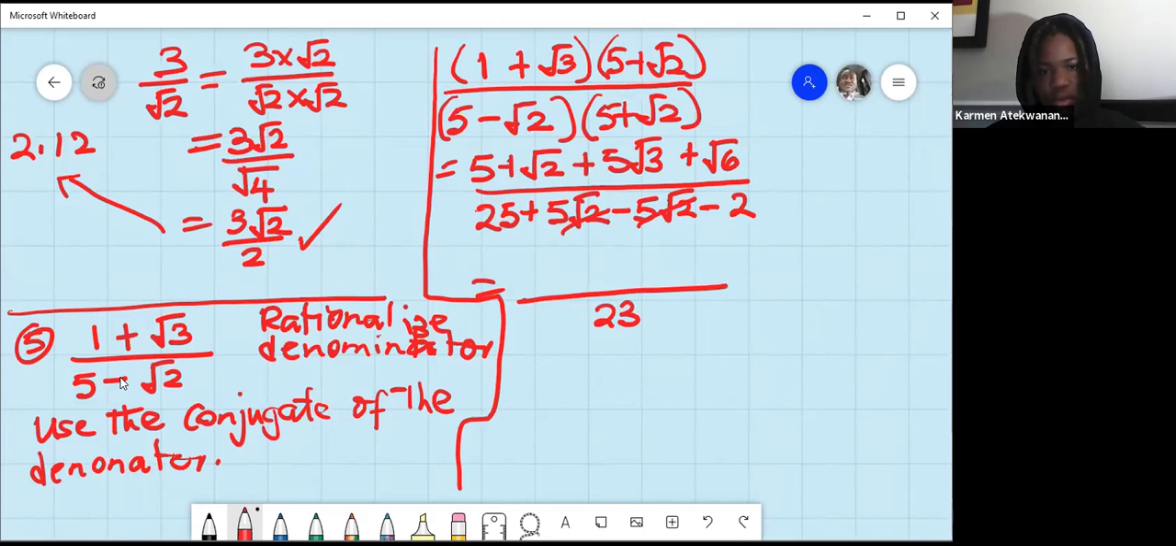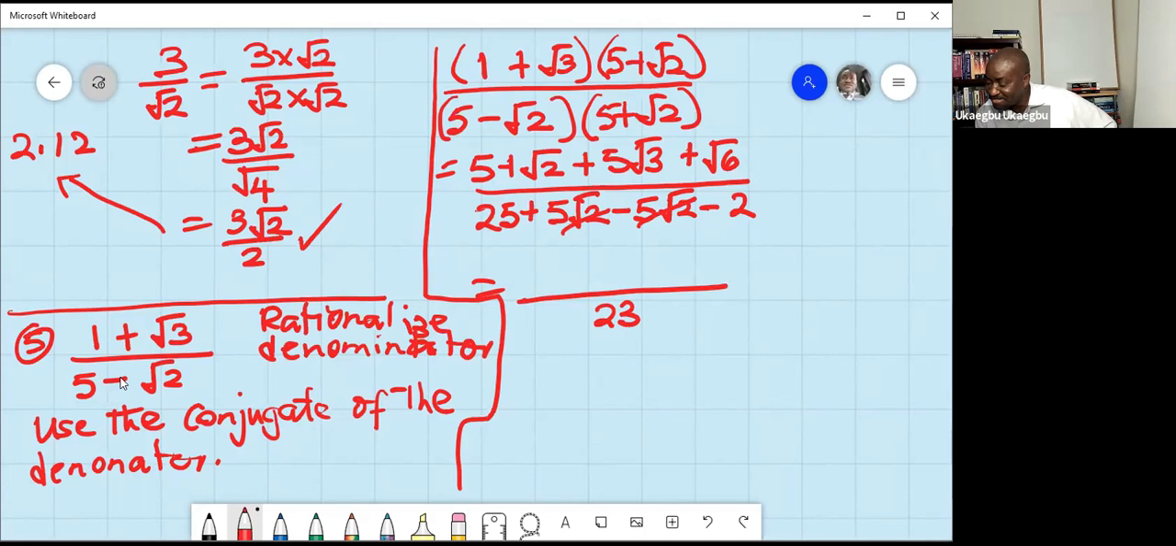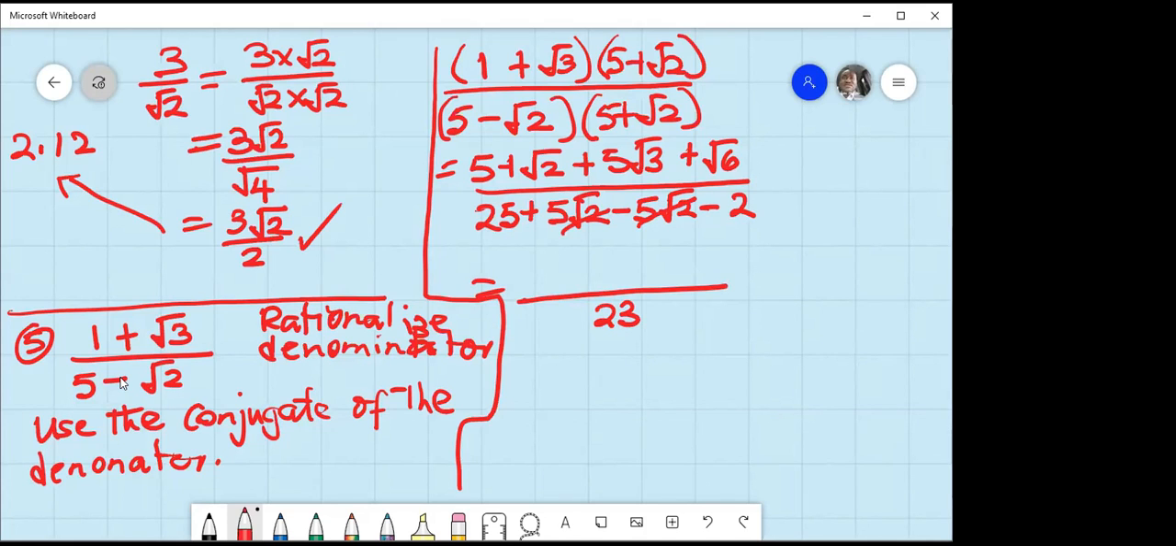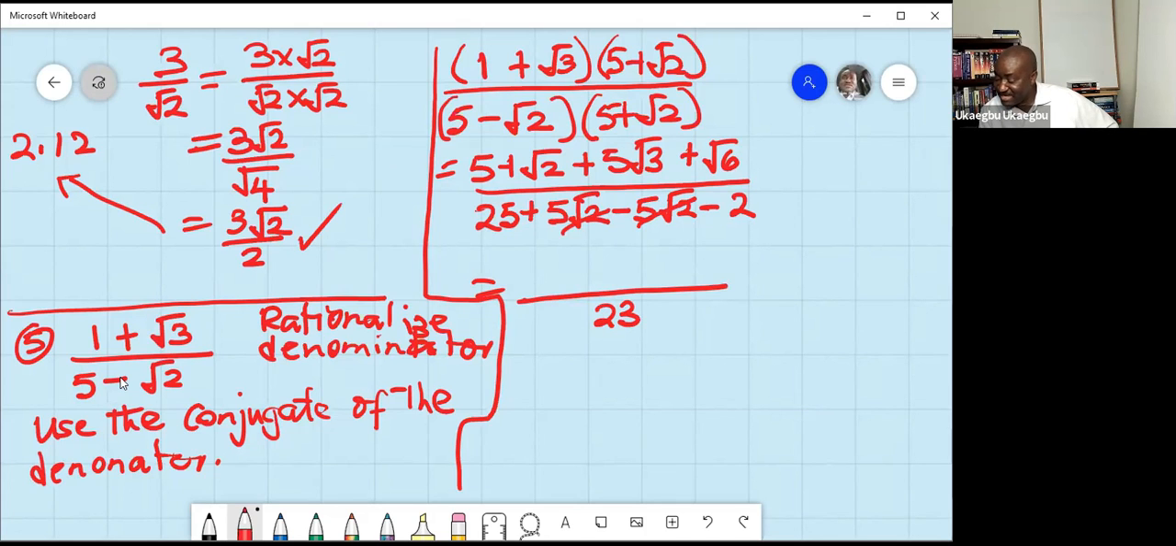And then how about the numerator? Is there anything common? No. So you are right, there is nothing common on the numerator. So we will just write 5 plus square root of 2 plus 5 square root of 3 plus square root of 6. And that's it. All right? If you're dealing with radical expressions, leave it as is, once you have done the rationalization.